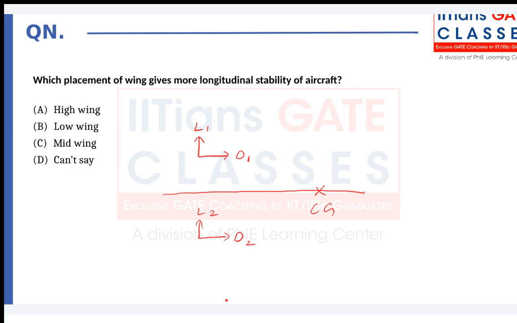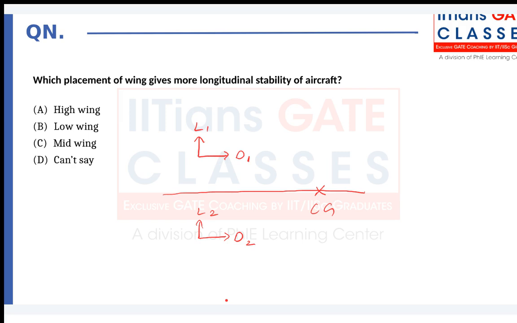Correct. So Alvin's answer is the perfect justification. Drag on the low wing will generate an anti-clockwise moment about the CG, so it gives you a restorative moment. For the high wing case, both lift and drag are giving you pitch up. They are not giving you a restorative moment, right? So both of them are destabilizing in nature.